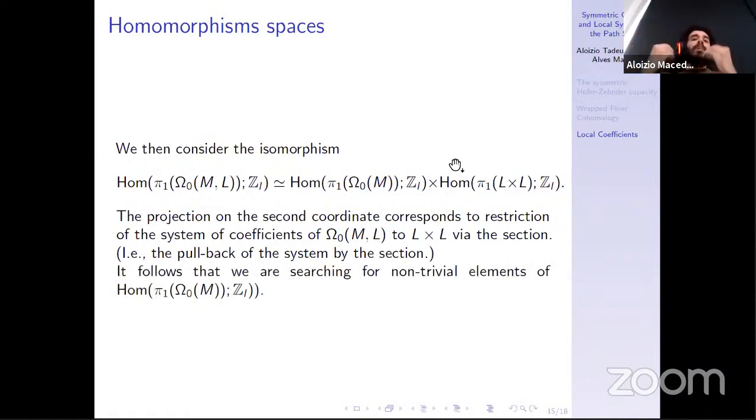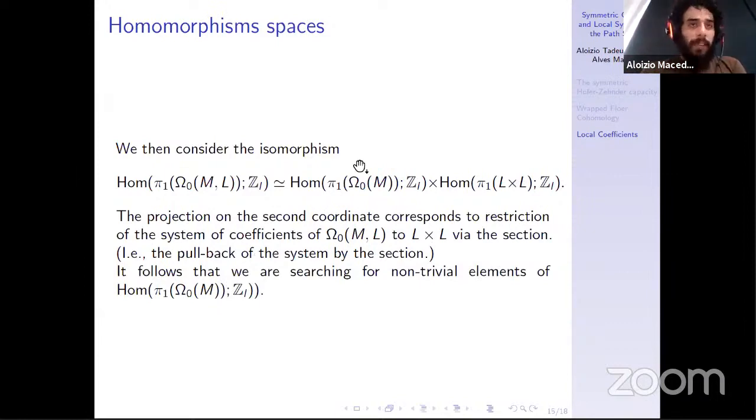Now let me recall what we are searching for. We are searching for local systems of coefficients which restrict to trivial systems on L. If they restrict to trivial systems on L times L, by taking the diagonal, they restrict to trivial local systems on L too. Okay, so we are actually searching for non-trivial elements of this group.